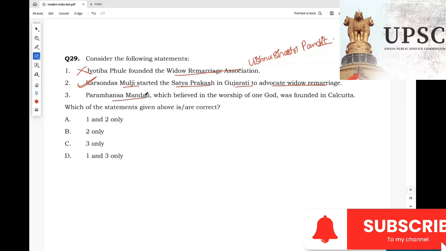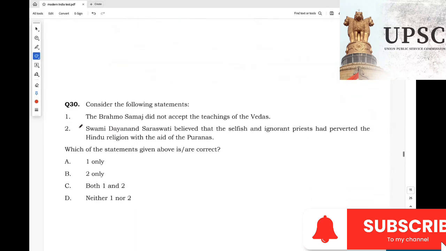Then comes Paramhans Mandali, which believed in the worship of one god, was founded in Calcutta. No. Mandali is a term used in the Marathi language. It means a small group. So it was actually Maharashtra. So this is wrong. Right? So your answer is going to be, eliminating one element, yes, option number B. Next one.